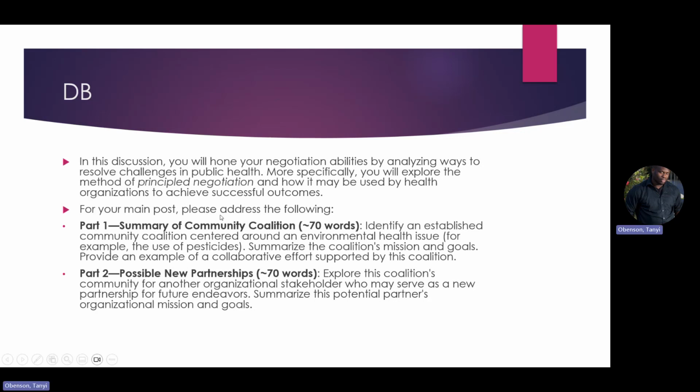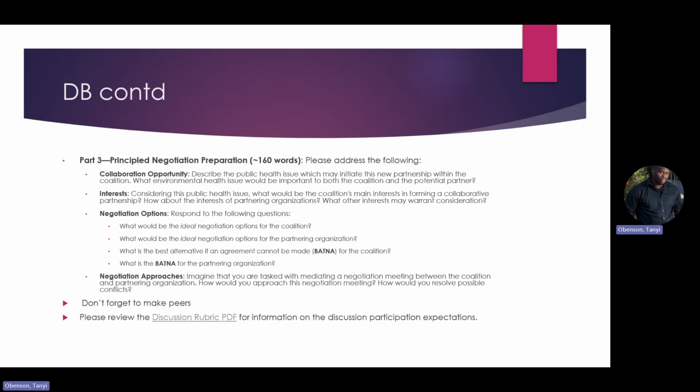For your main post, please address the following. Summary of community coalition, so it's 70 words. Identify and establish a community coalition centered around an environmental health issue. And then part 2, you have possible new partnerships. Explore the coalition's community for another organizational stakeholder who could serve as a partner. Part 3, please address the following collaboration opportunity.